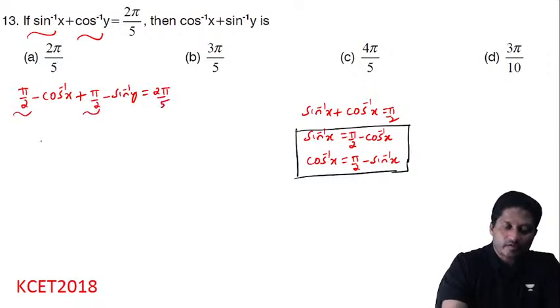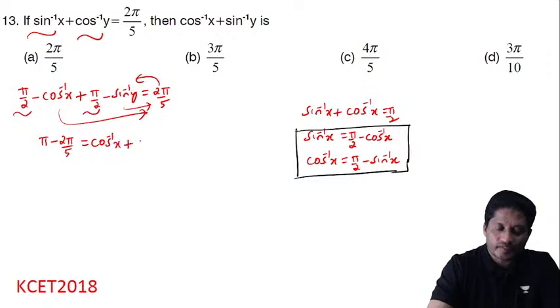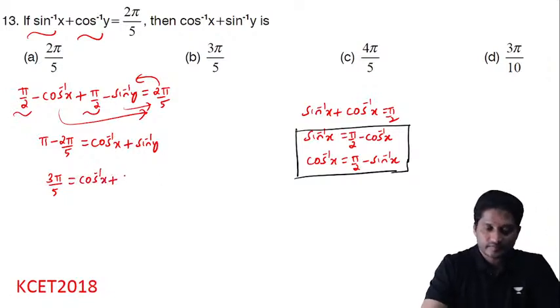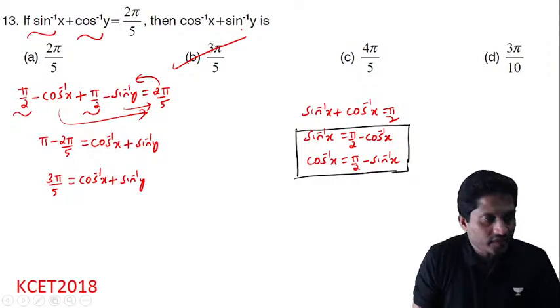Pi by 2 plus pi by 2 is pi. Minus, you shift on the left side, minus 2 pi by 5, and these two minus signs I'll shift on the right side. So I get cos inverse of x plus sin inverse of y. Pi minus 2 pi by 5 is 3 pi by 5, which is equal to cos inverse of x plus sin inverse of y. Okay, answer is 3 pi by 5, option B. Right, let's move to the next question.